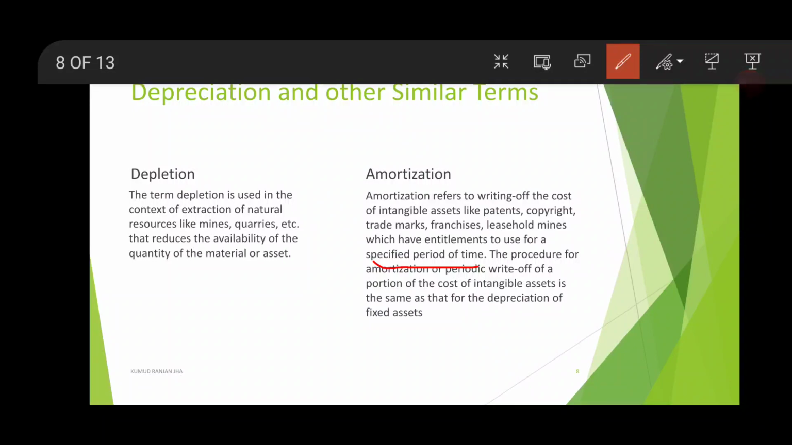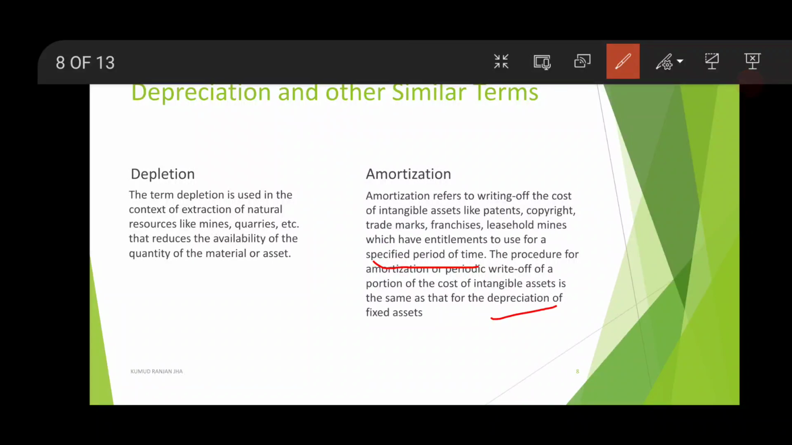But bidding and tenders happen in different years. The procedure for amortization or periodic write-off of a proportion of the cost of intangible assets is the same as that of depreciation of fixed assets.